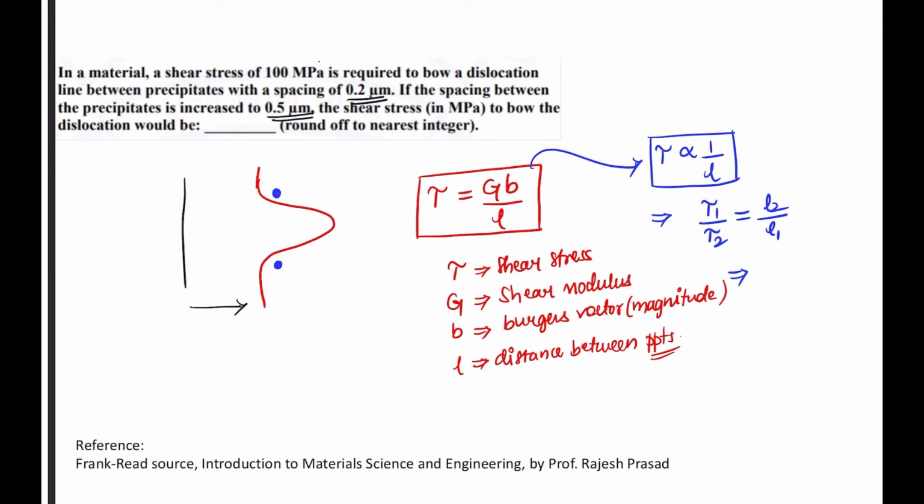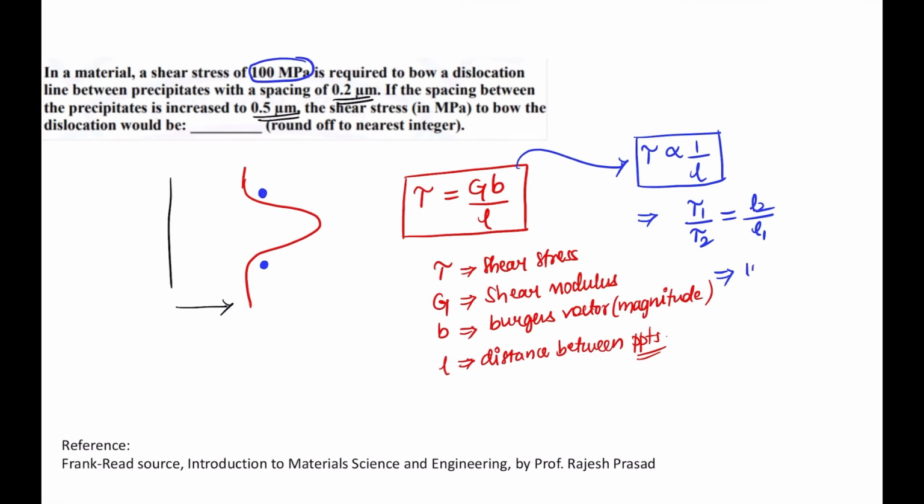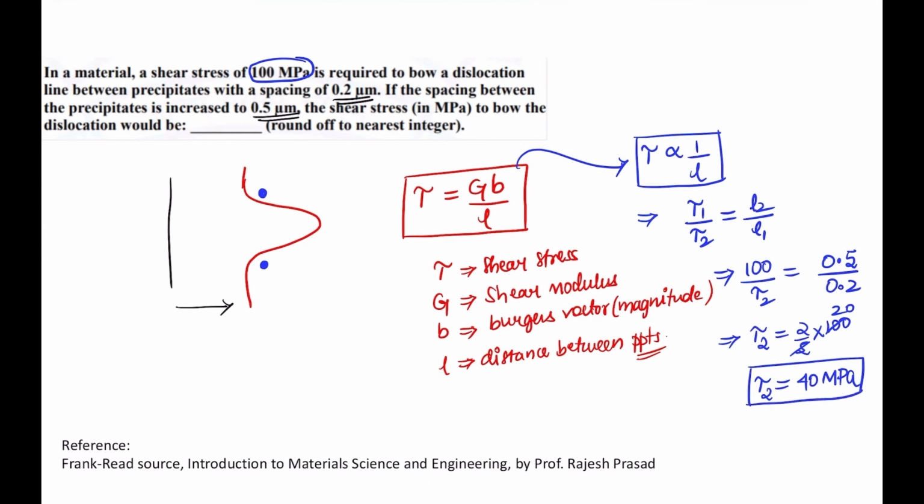So initially they told that tau is 100 MPa. So 100 divided by tau 2, where 100 MPa is when the spacing is 0.2 micrometer, and now this is 0.5 micrometer. So from here I can say for the second case tau 2 would be how much? 2 by 5 times 100, right? So this goes 20 times 2, therefore the shear stress required is 40 MPa. So that's how this will be happening, right? The distance between the precipitates is increased, hence the shear stress required has been decreased. So therefore the answer is 40.